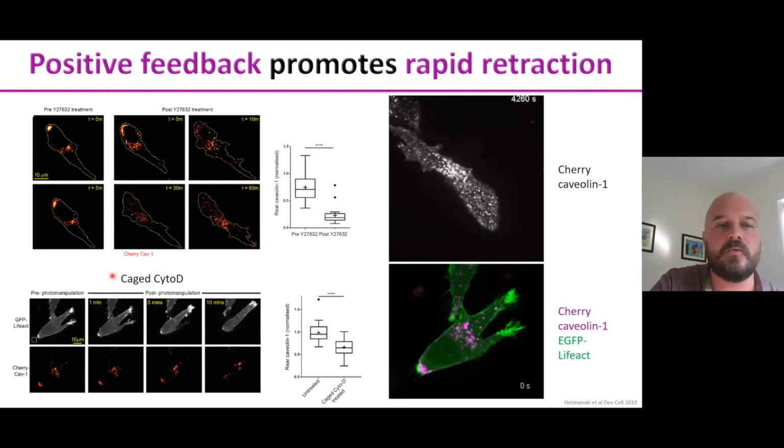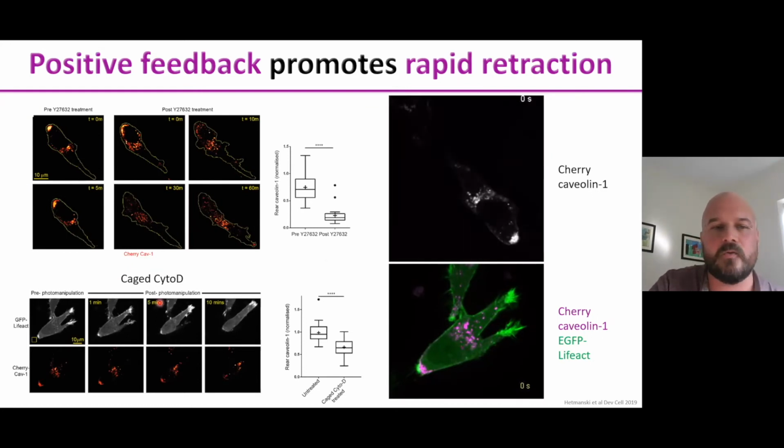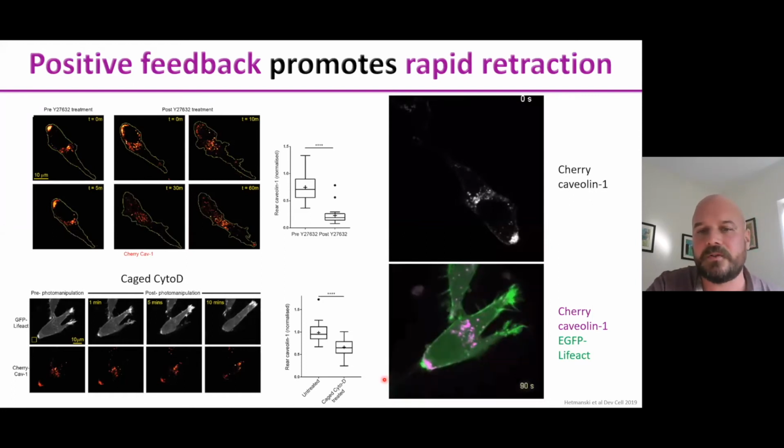To do this, we used a caged form of cytochalasin D. We uncage this right at the rear of the cell, releasing it to interfere with F-actin. Again, the movie is quite illustrative. I'll uncage here at the beginning of the movie, and then you can see F-actin decrease in intensity over time. And we also lose caveoli at the rear.